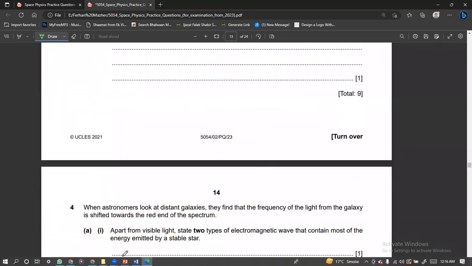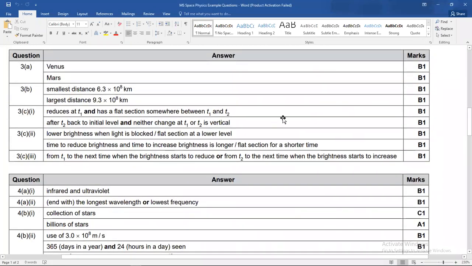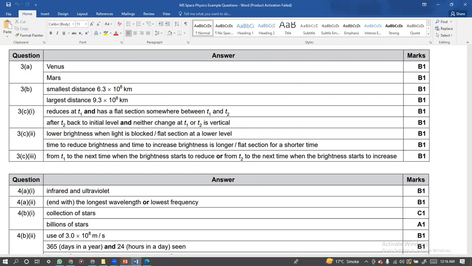We are done with question number 3. The marking scheme of question number 3 is showing up. So let's check if our answer is right. Smallest distance is 6 point... I'm not sure.